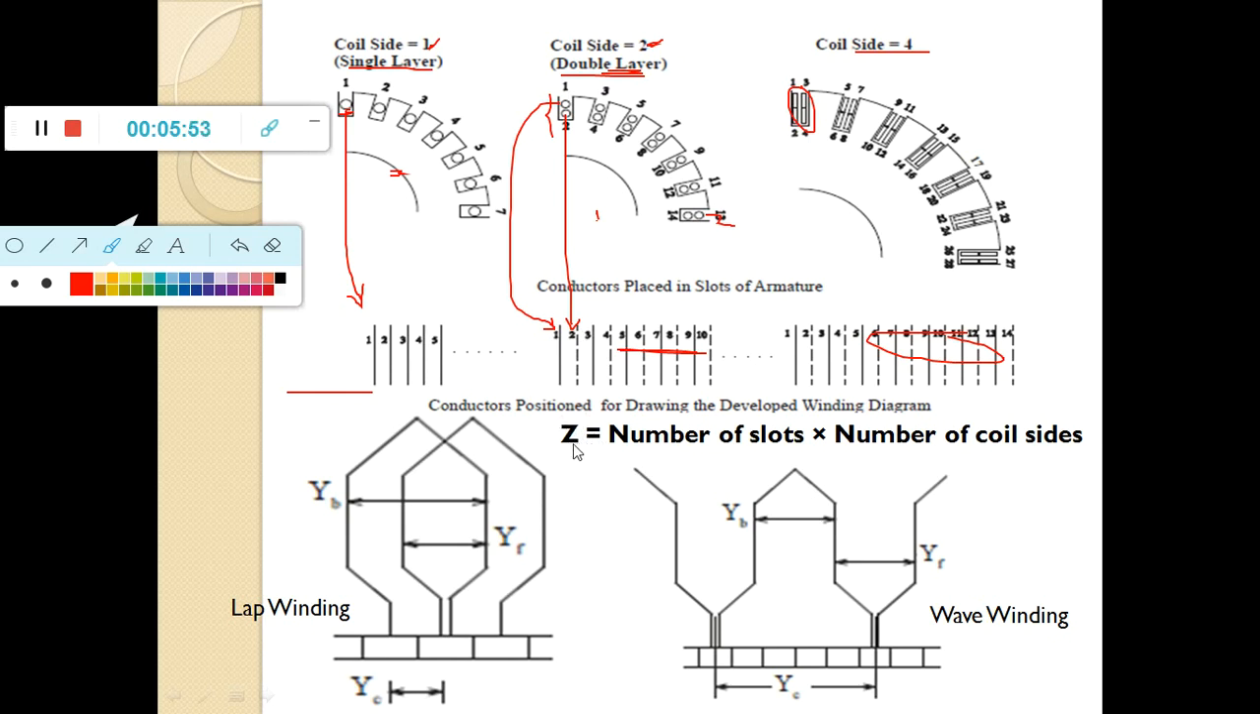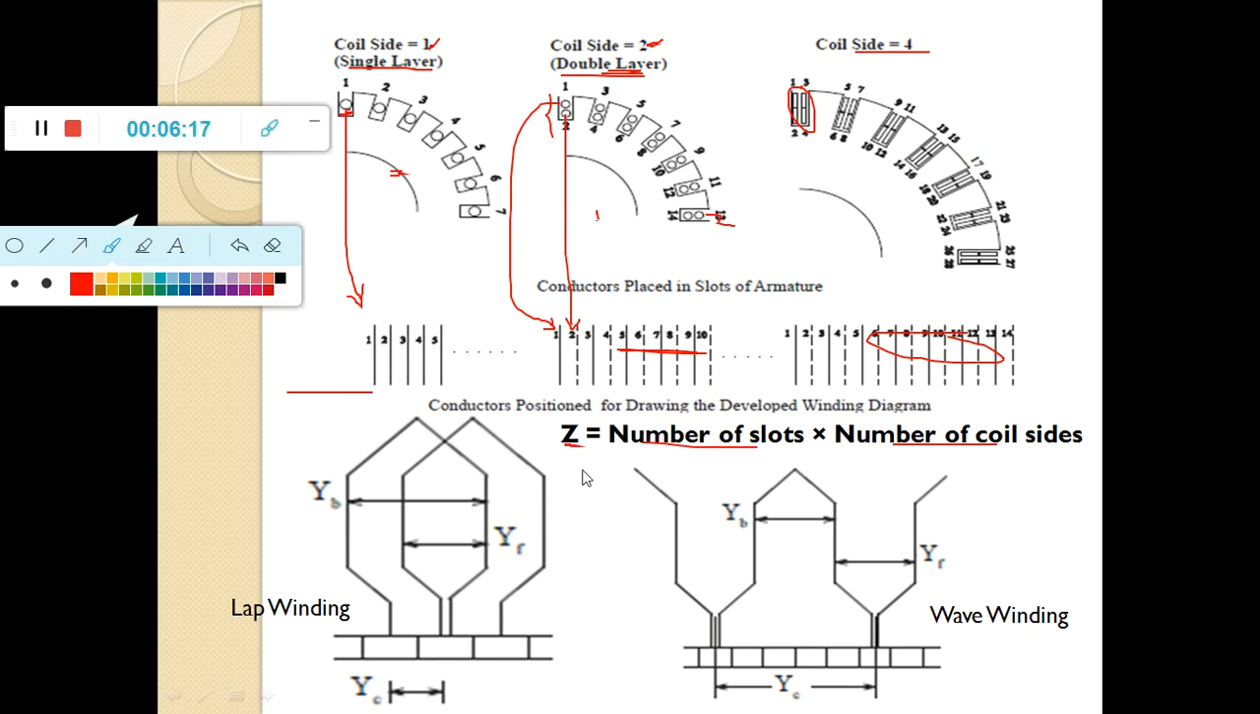So the total number of conductors is equal to the number of slots into the number of coil sides. For example, if you have 10 slots and the coil side is equal to 1, then the number of conductors is also 10 into 1, which is equal to 10, right? For example, if it is a double layer and the number of slots is 10 into 2, then the number of conductors will be 20.